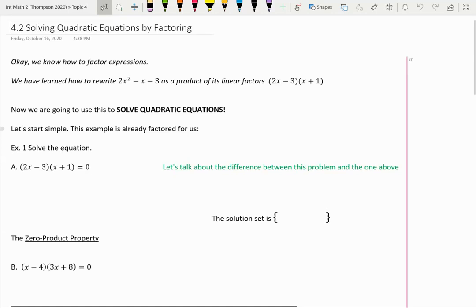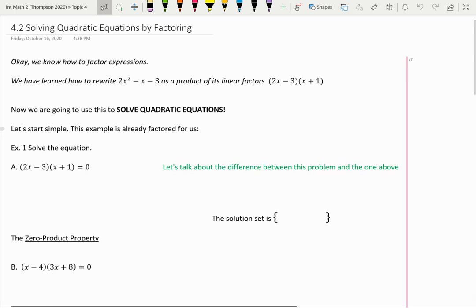Hello, back here with another section of notes, 4.2, solving quadratic equations by factoring. In 4.1, we looked at quadratic equations but solved them by graphing and looking at tables. Today, we're going to use our old friend factoring, which is why we've been practicing.